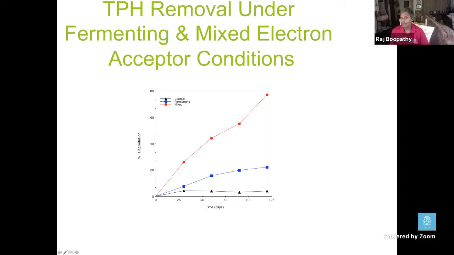It's just anaerobic. We want to make sure the oil itself could be used as an electron acceptor, so that it can degrade and put the electrons in the oil metabolites. Okay. And this, of course, is the control with no electron acceptor at all.